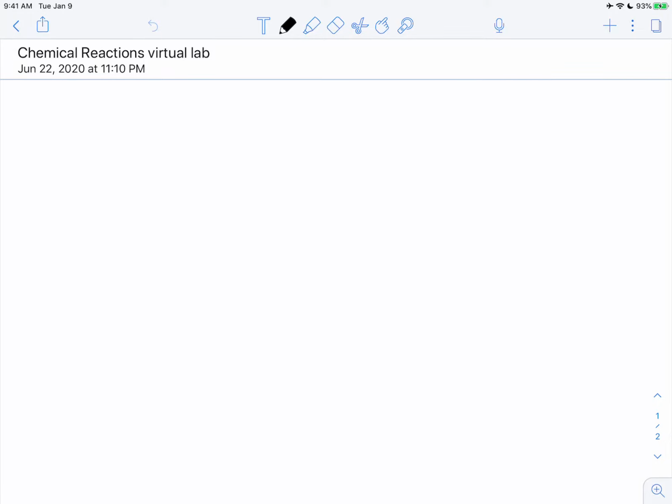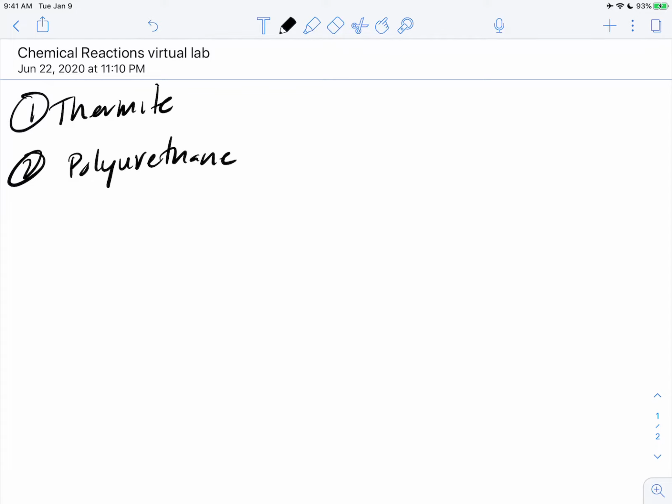Okay, so we have two reactions that we're gonna show today in the virtual lab. Both are reactions that we would do, and the first is going to be thermite, and the second is going to be making polyurethane foam. So these are very different in the nature of the reaction and what they're used for.